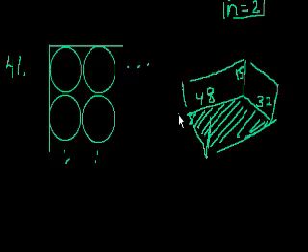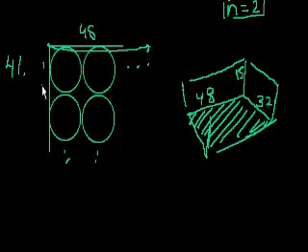The carton is filled to capacity with k identical cylindrical cans of fruit that stand upright in rows and columns as indicated in the figure above. Okay, so this is like a top view of it. So we could say that this side up here is 48, and then this is 32. So we don't care so much about the height, I think.